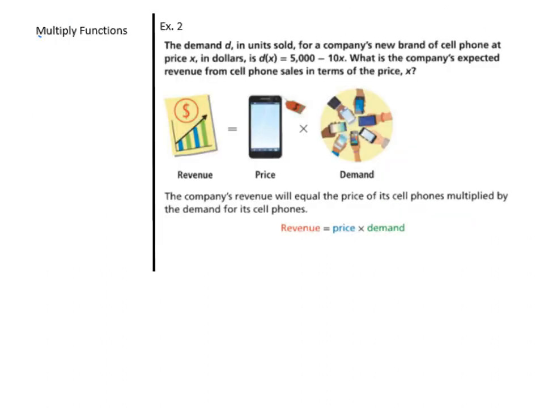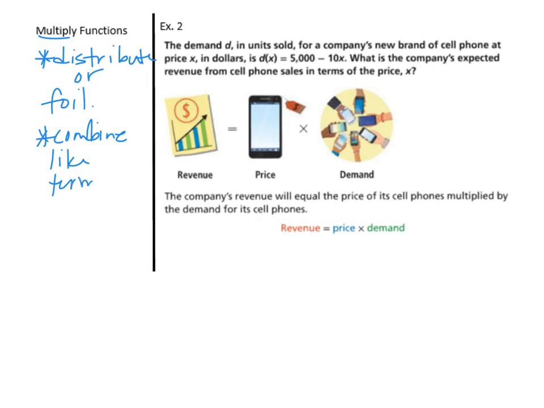When asked to multiply functions, you'll either do some sort of distribute or FOIL, and then combine like terms. Let's look at the example on the right.